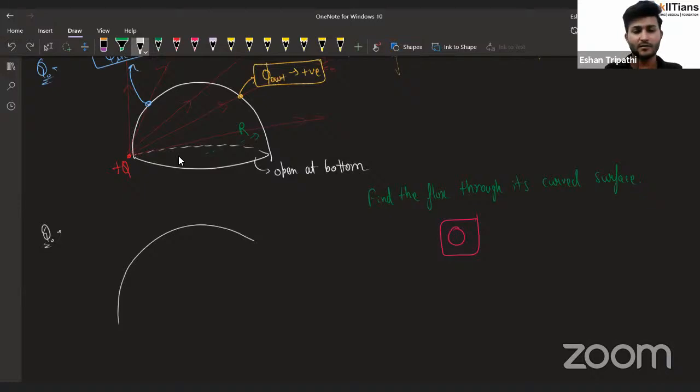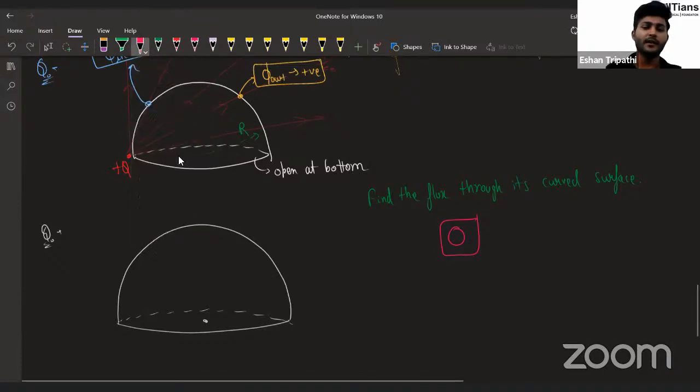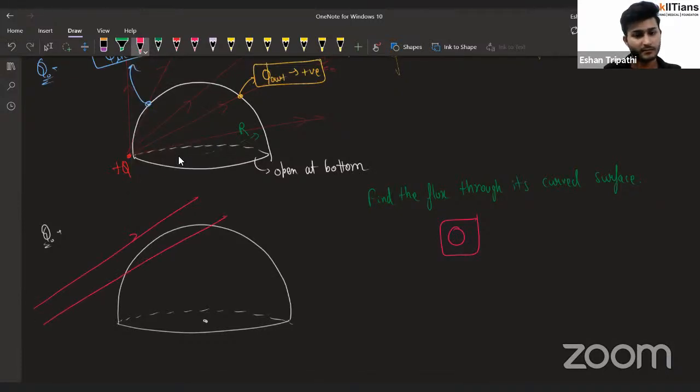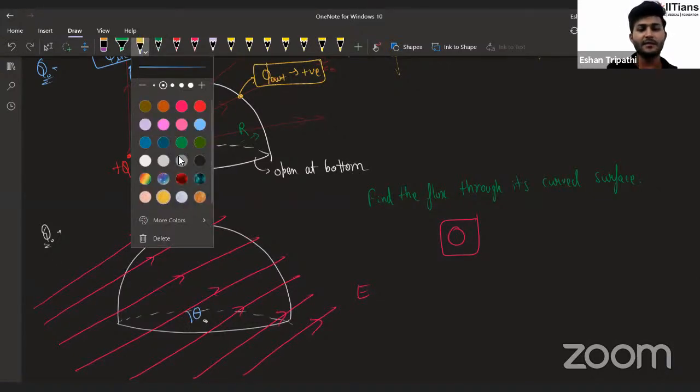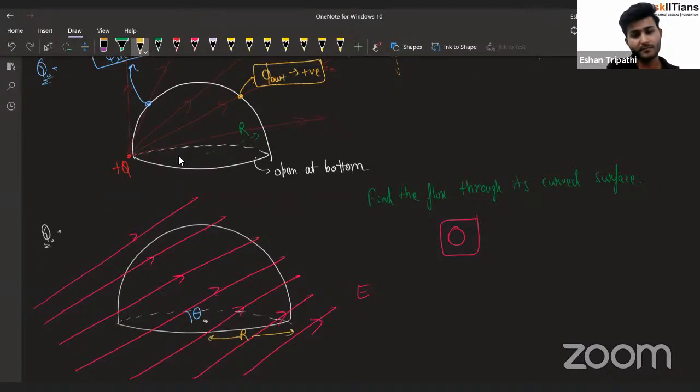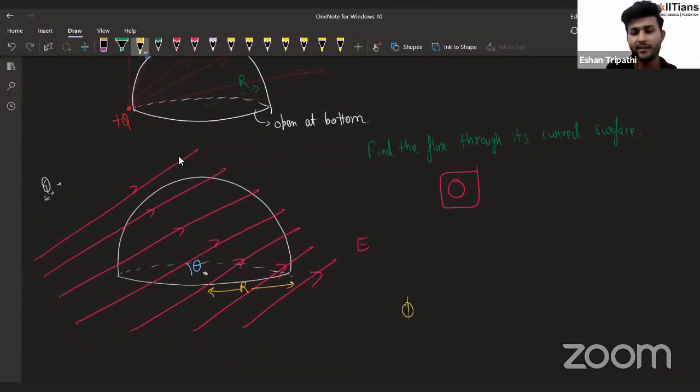So from this, can you try this question now? There's a hemisphere like this, the center, and electric field lines look like this. Electric field is uniform everywhere, and it is at an angle theta with the base of this hemisphere. This angle is theta, and the radius of this is given as r. So you're supposed to find the flux through the curved surface.